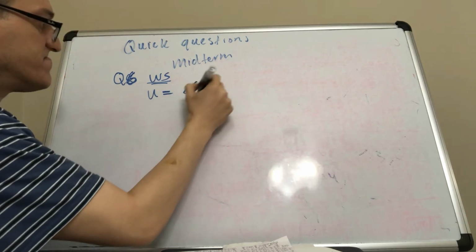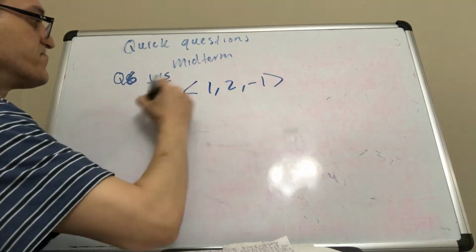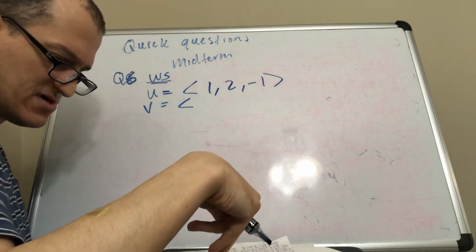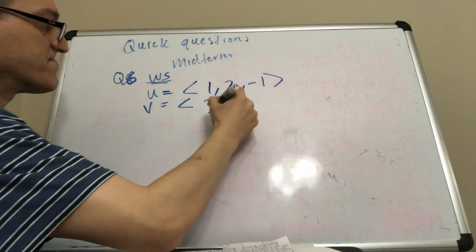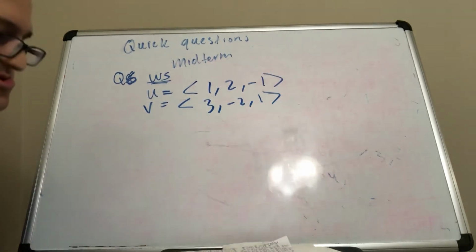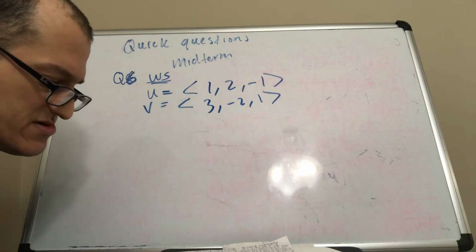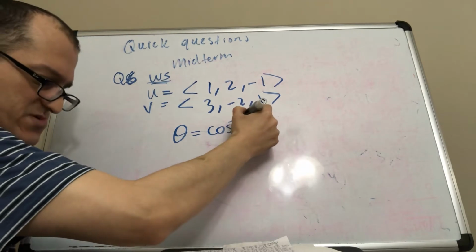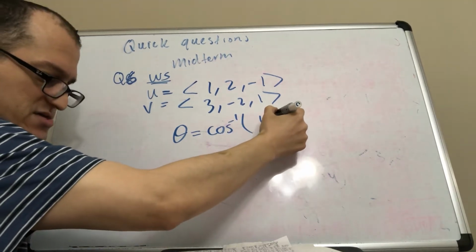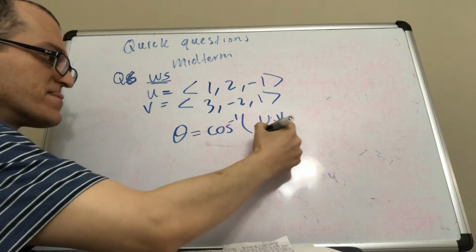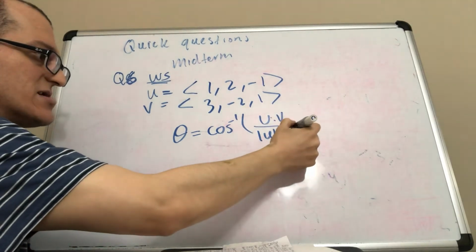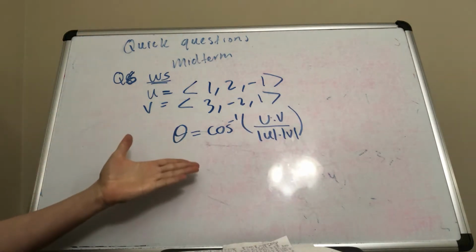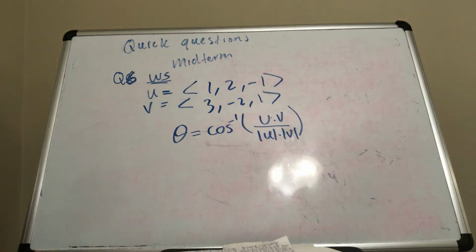u = 1, 2, minus 1. And the other vector v, 3, minus 2, 1. You need the angle between the two vectors. So it's one of those formulas you need to remember. It's the cosine inverse of the dot product between them over magnitude of u times magnitude of v. It's basically a rule you need to remember when you're asked for the angle between them.